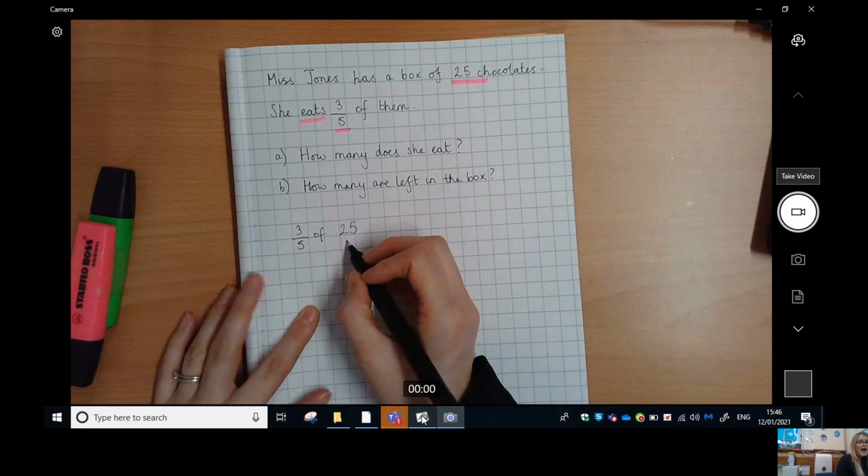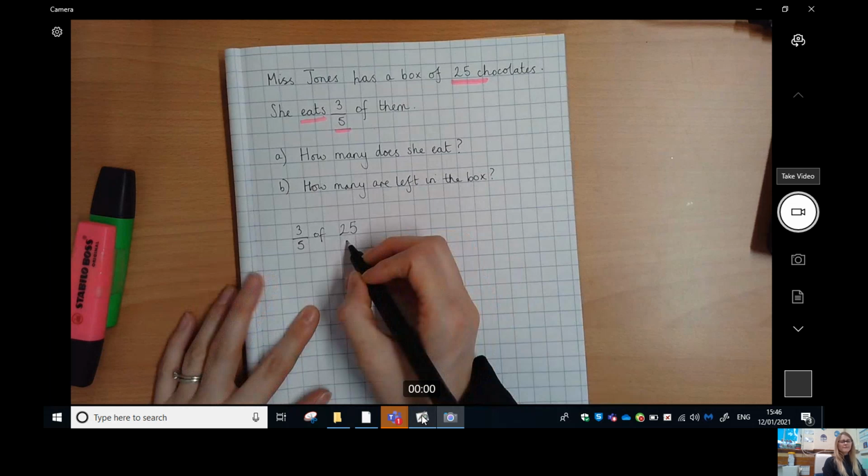So remember, I'm not done there. I then need to multiply my answer by the numerator. So 3 times 5, because I need 3 lots of 5, 3 groups of 5. So 3 times 5 equals 15. So Miss Jones ate 15 chocolates. Goodness me. I'm very greedy. I'm going to be sick. 15 chocolates. Fantastic. So I've done part A.